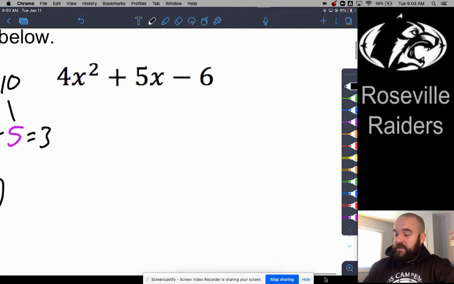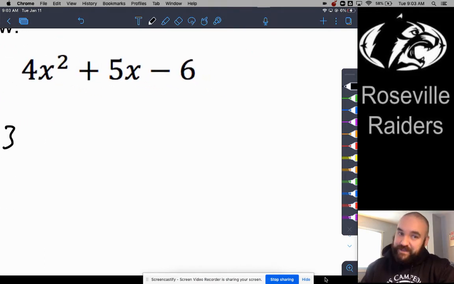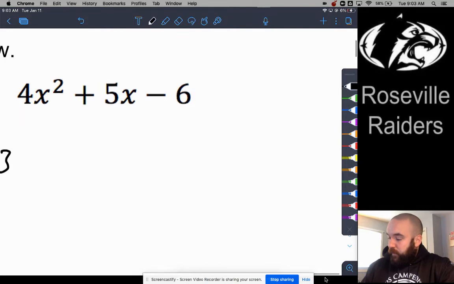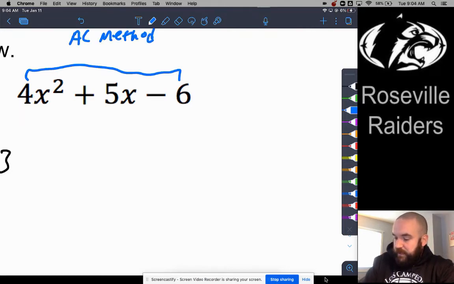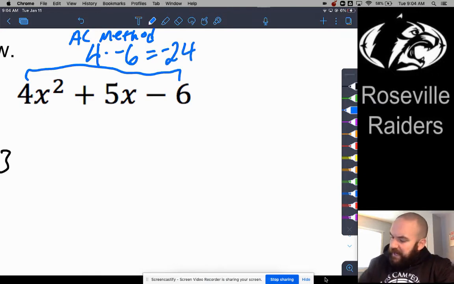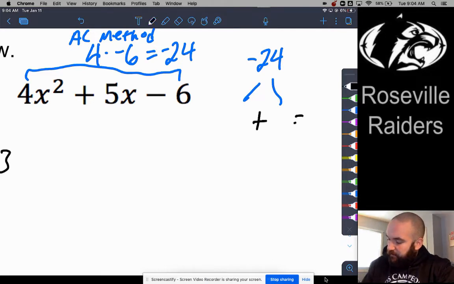Now the second one is a little bit trickier because 4 is not a GCF. I can't take 4 out of all three terms, so what we have to do is 4 multiplied by negative 6. We're doing what's called the AC method if that A value is not a GCF. So 4 times negative 6 is negative 24, which means I need two numbers that multiply to negative 24 but add up to positive 5. It still has to add up to the B value. Two numbers that multiply to negative 24 but add up to positive 5 are 8 and negative 3.